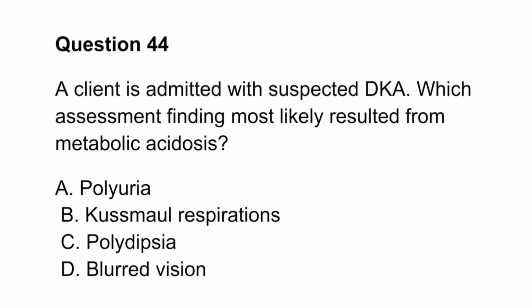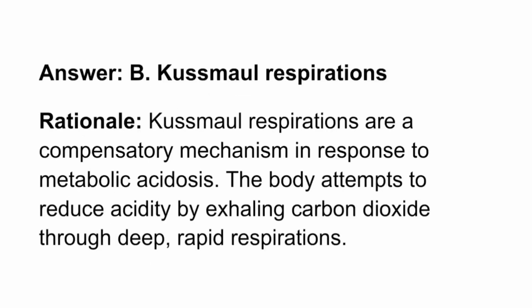Question 44. A client is admitted with suspected DKA. Which assessment finding most likely resulted from metabolic acidosis? A. Polyuria. B. Kussmaul respirations. C. Polydipsia. D. Blurred vision. Answer: B. Kussmaul respirations. Rationale: Kussmaul respirations are a compensatory mechanism in response to metabolic acidosis. The body attempts to reduce acidity by exhaling carbon dioxide through deep, rapid respirations.